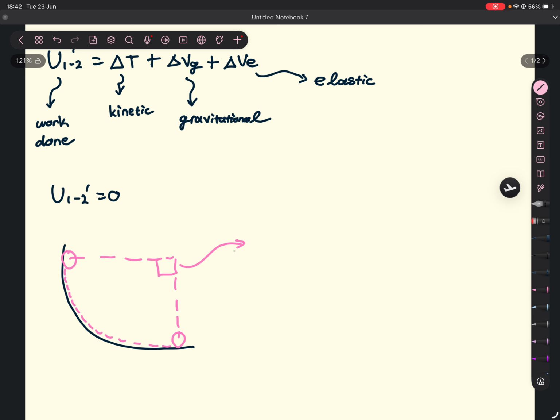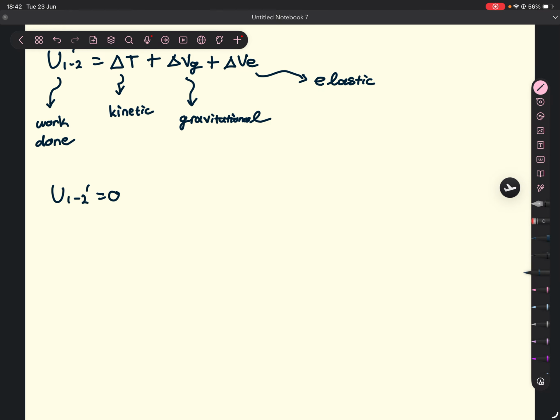So yeah, typically they'll tell you it's frictionless, but yeah, don't bank on that. There might be cases where you have to account for friction. And then remember, work done is force times distance, right?